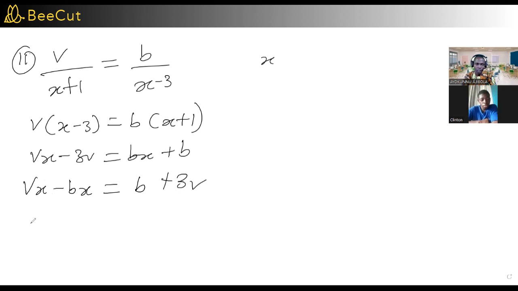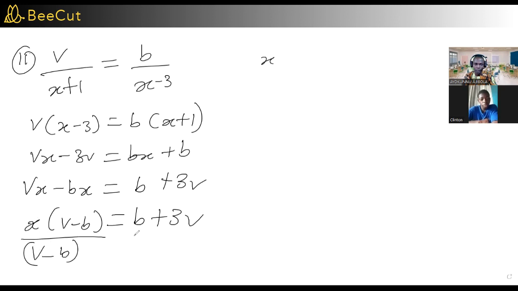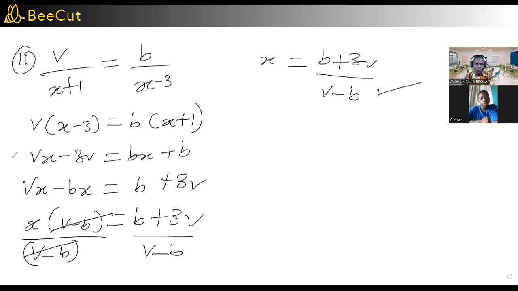Then what is common here is x. So that's what I'm looking for. x(b minus b) equals b plus 3b. Then what is disturbing x from standing alone now? b minus b. Then this cancels out. Then we have x equals b plus 3b all over b minus b. That's clear, yes or no? Yes, sir.